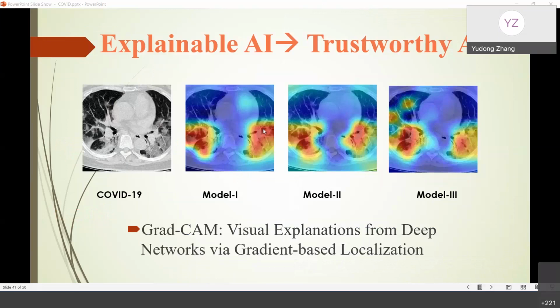Okay, so finally, we want to say nowadays we need to make the explainable AI or something we call the trustworthy AI, because we really want to deploy our AI models in the hospitals. So we may need to use some Grad-CAM method to help us.